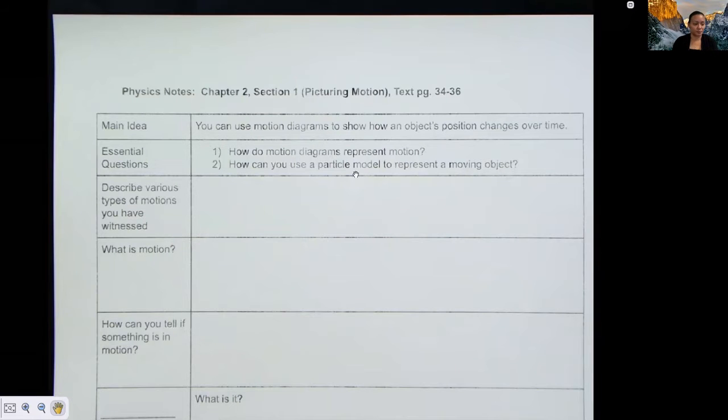So before we get started, think about different types of motion that you have encountered, different types of motion that you have witnessed. And just go ahead and write down a few examples here. What types of motion exist? Some things may be, as far as motion that you witness, an object moving in a straight line. You can have straight line motion. You can have things that are moving in a circle.